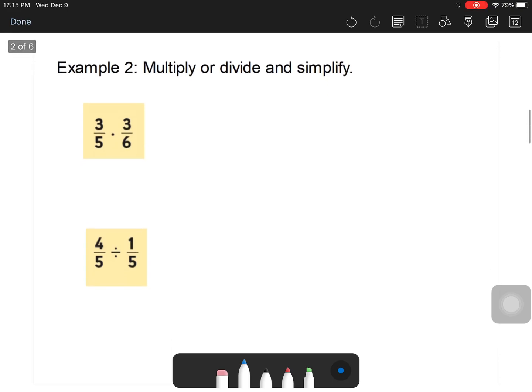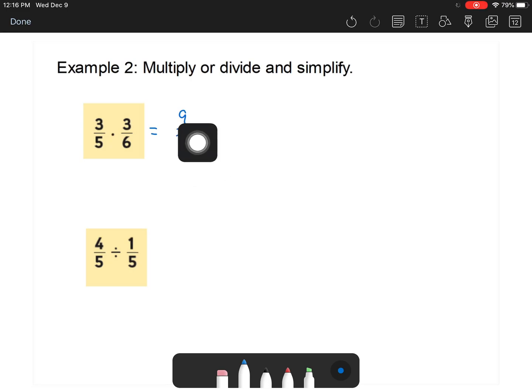Okay, example 2, similar. We're just going to compare multiplying and dividing, and this one is 3/5 times 3/6, no common numerator and denominator to cancel, so let's just multiply across. 3 times 3 is 9, and 5 times 6 is 30. All right, so now we want to see what can we divide both the 9 and the 30 by. What would be a common factor?